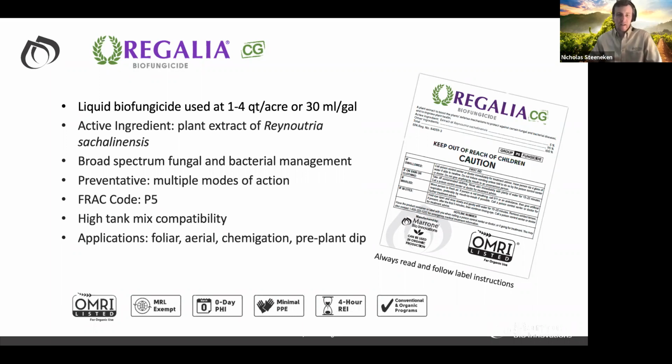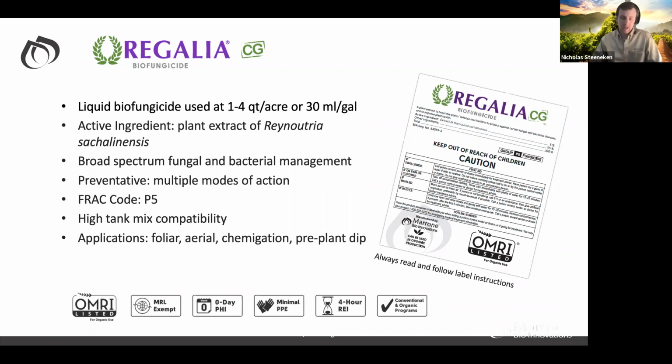The active ingredient of Regalia is Reynoutria sachalinensis, commonly known as giant knotweed. It's a plant extract that we ferment and jug up, and it has amazing broad spectrum fungal and bacterial management properties. It's definitely a preventative mode of action. I'll cover that more on the next slide. We do have a FRAC code of P5. It's highly tank mix compatible.